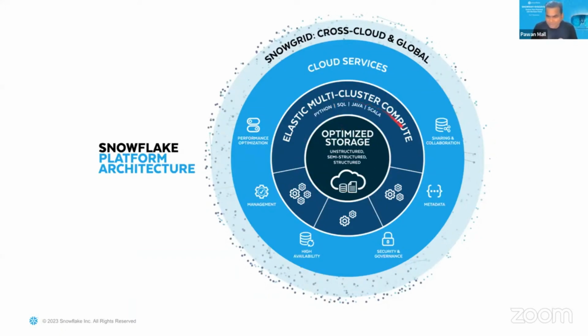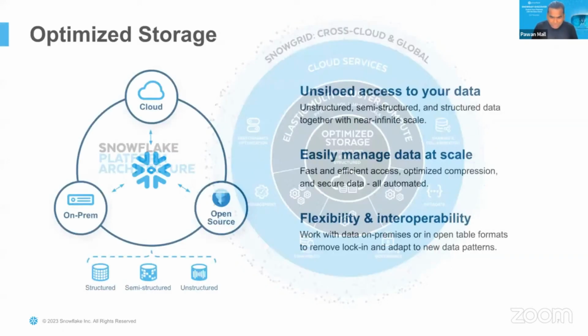The second layer is the compute. I will go into detail on each of these one by one. The third layer is the cloud services, which is the brain of Snowflake. This is where Snowflake's self-managed features come into play, things like zero copy cloning, time travel, and the query optimization which we do on your behalf. The whole metadata management falls under this layer. And the fourth layer is Snowgrid, which is our connectivity across clouds and across regions. I will go into them one by one.